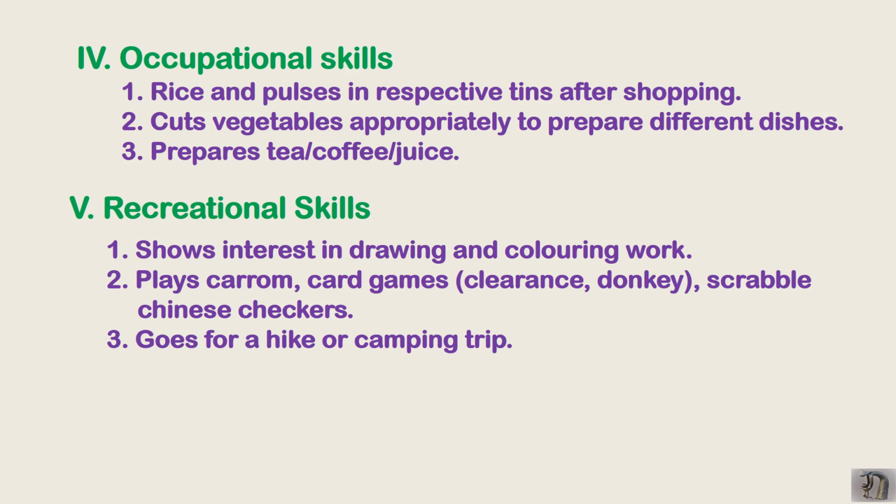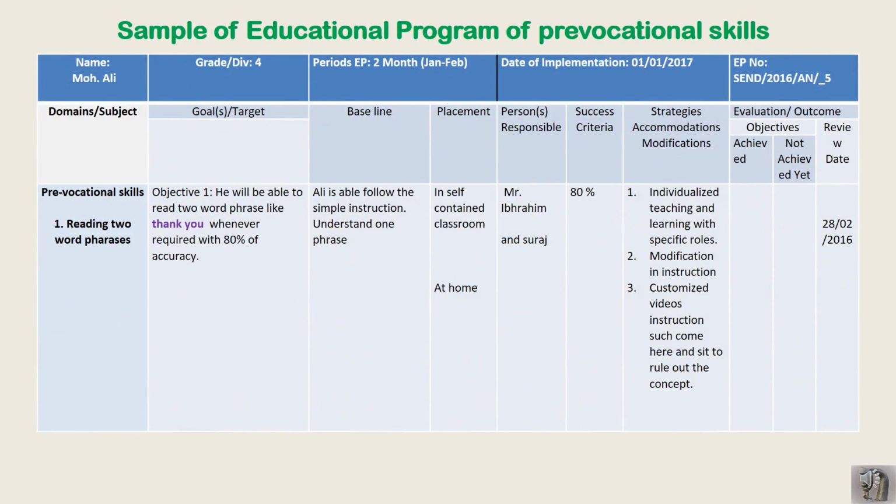Going for a hike or a camp trip, yes, it is given in the curriculum. So at that level, at least the child must try to build up those things, so that when he becomes an adult, he has to go and work independently. So let us come here and see the sample of educational program of pre-vocational skills.